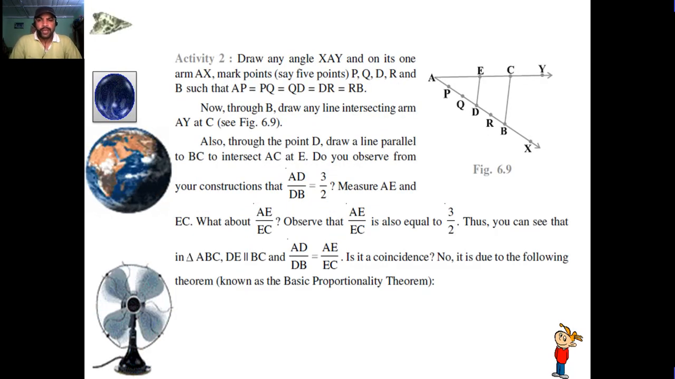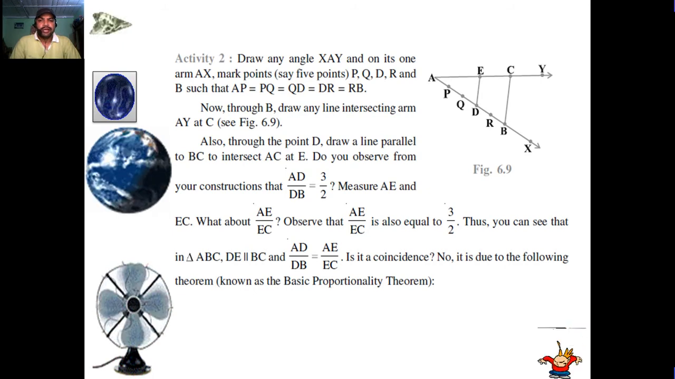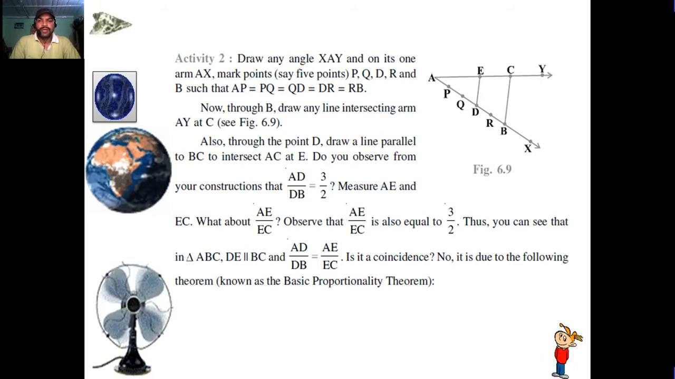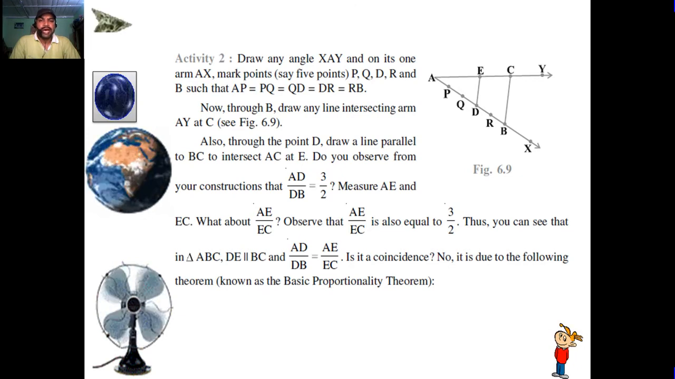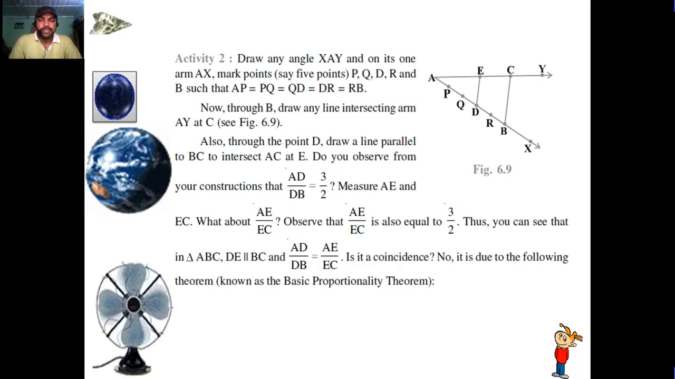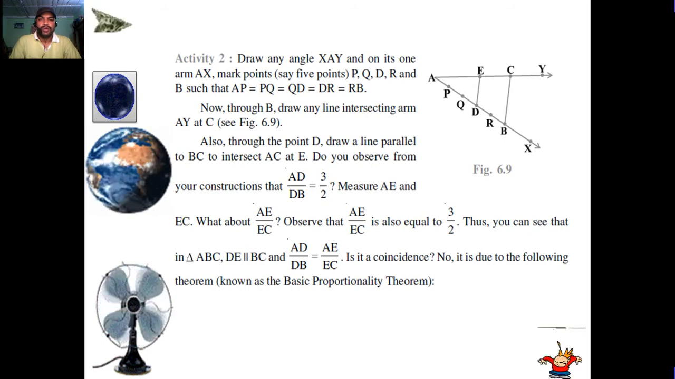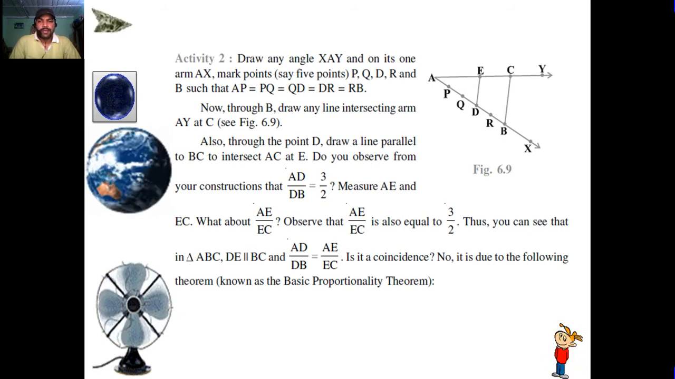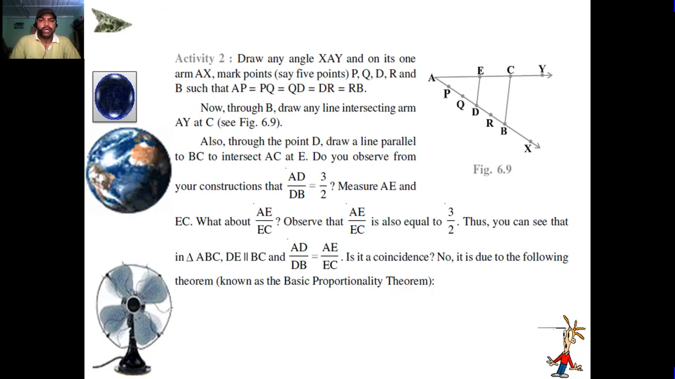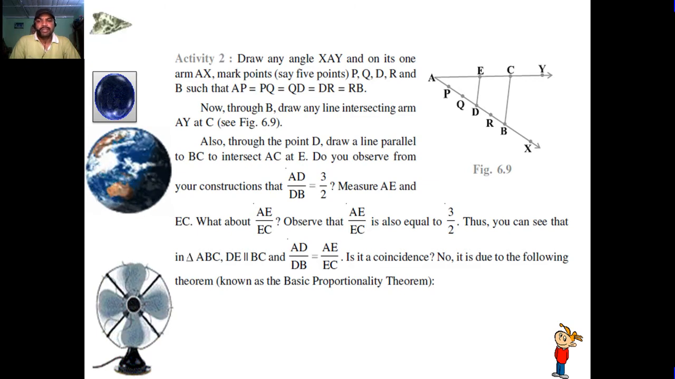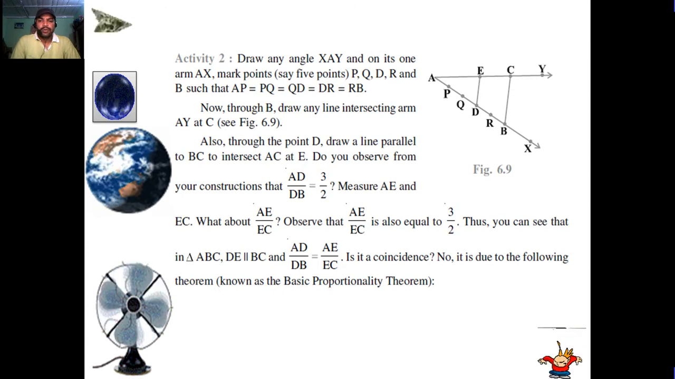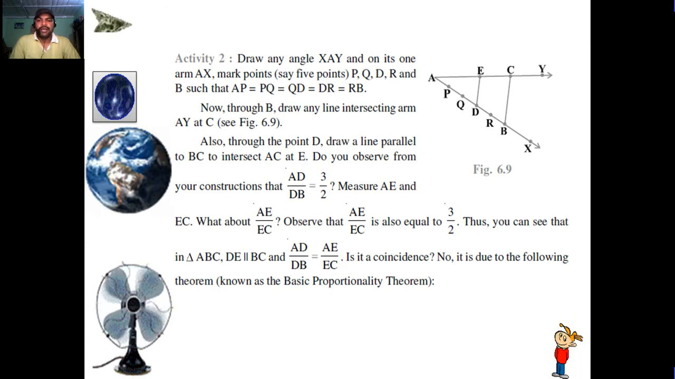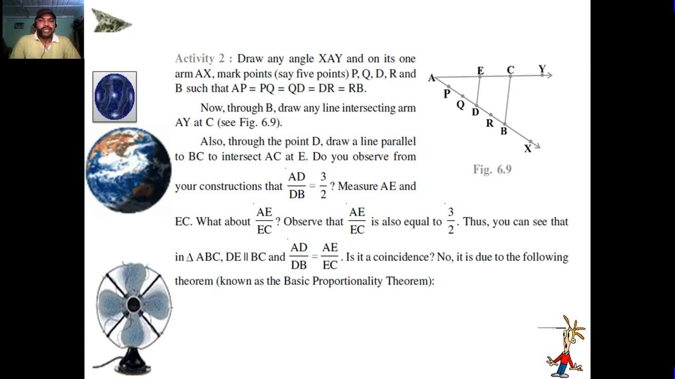Activity 2. Draw any angle XAY, and on one arm AX mark points, say 5 points P, Q, D, R and B, such that AP is equal to PQ, and QD is equal to DR is equal to RB. Now through B, draw any line intersecting arm AY at C, as in figure 6.9. Also through the point D, draw a line parallel to BC to intersect AC at E.